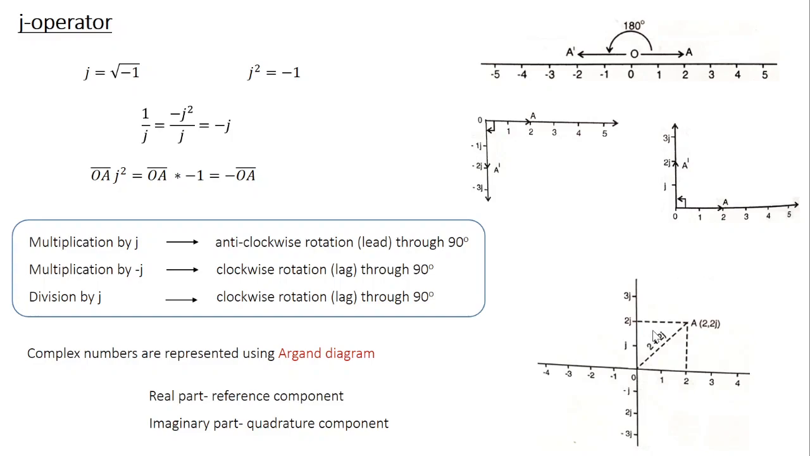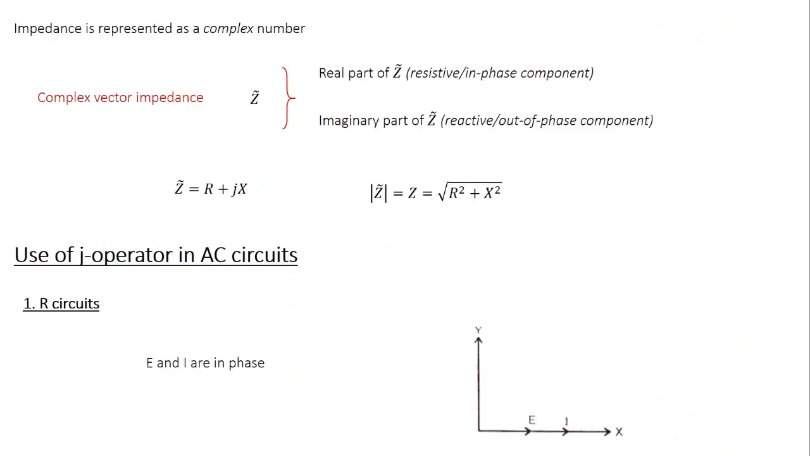Now why do we need this kind of a complex representation? We'll come to that shortly. The advantage of using a complex number in the case of an AC circuit is that you can have a more comprehensive way of looking at the impedance here.